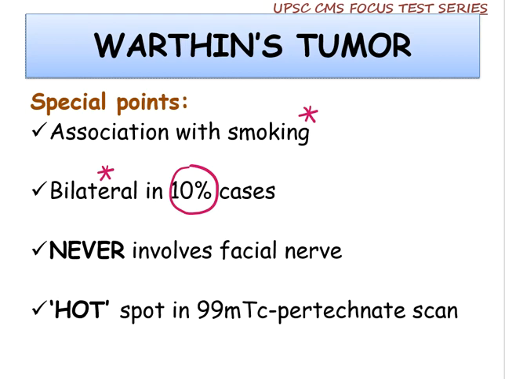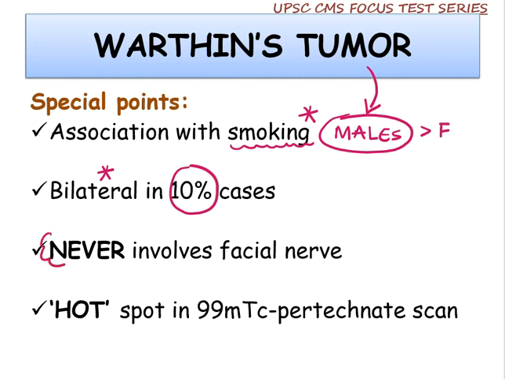Now remember, I told you it is associated with smoking. So you can now attribute that it is fairly common in males when compared to females. Why should you know this very important point? Males more than females. Why? Because most of the other benign tumors of the parotid are common in females, whereas Warthin's tumor is more common in males. You can remember the association with smoking.